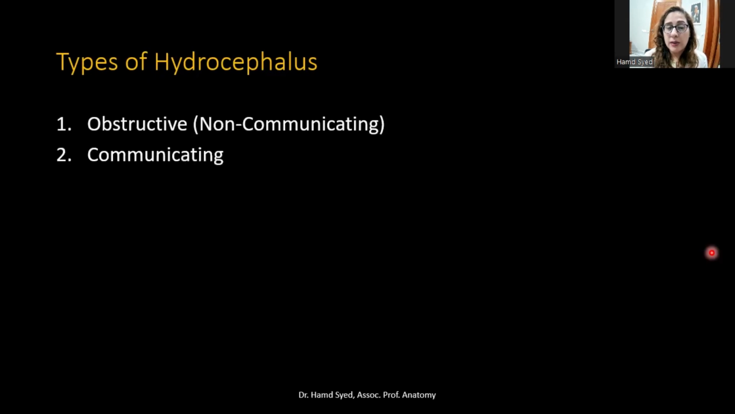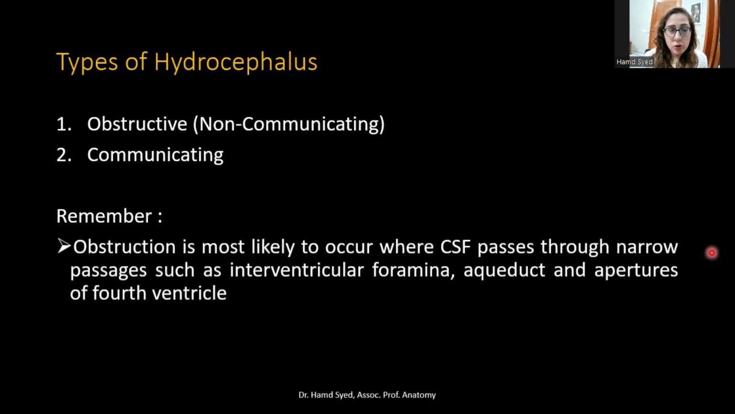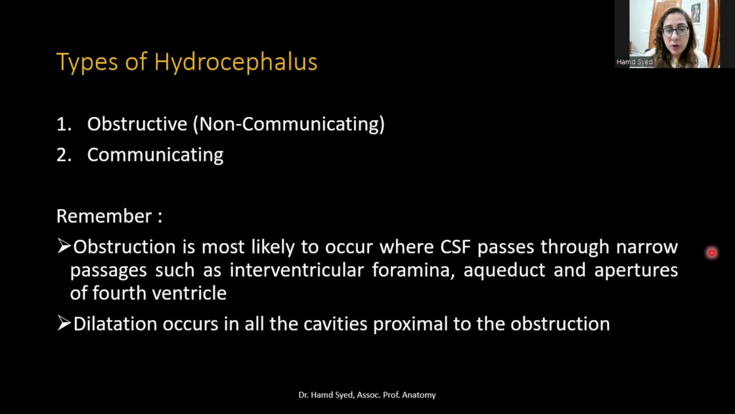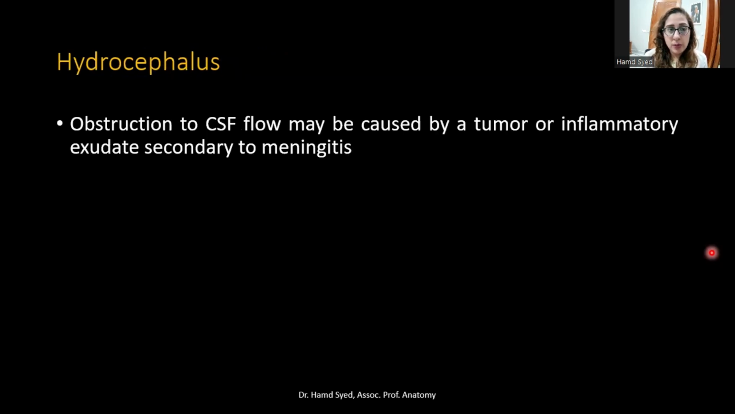One is obstructive and the other is communicating. As the name shows, the obstructive is due to an obstruction at some point in its circulation and its drainage, whereas in case of communicating hydrocephalus, there is no visible obstruction. Where the points of obstruction will be most likely to occur, obviously the narrow passages such as interventricular foramina, aqueduct of Sylvius, and apertures of fourth ventricle, these are the sites vulnerable to obstruction. Dilatation will occur in all the cavities proximal to the obstruction.